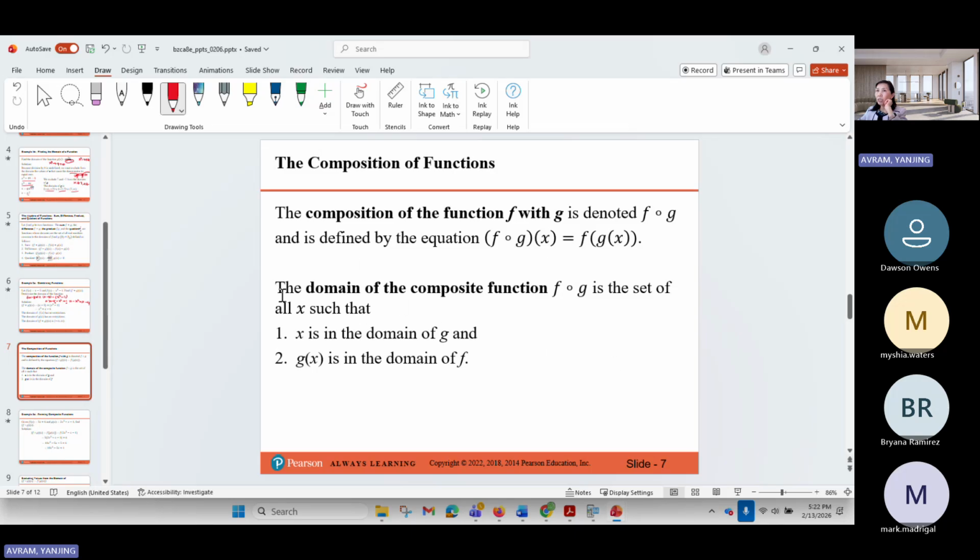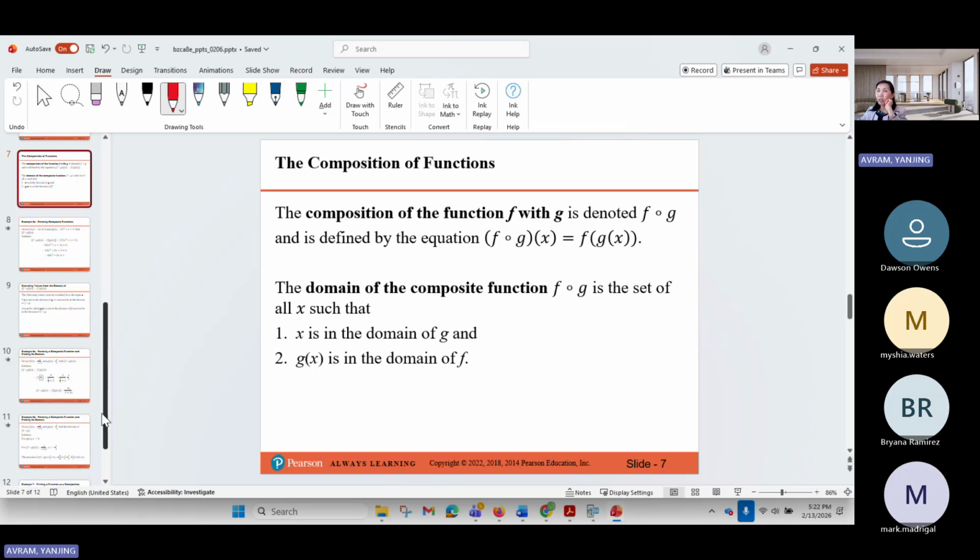One thing we want to talk about here, which is brand new for this chapter, is composition. All right, composition, this is a brand new concept. Composition is kind of like two layers. The first one is the outer, the second one is the inner. So this is the outer. All right, this is the inner.